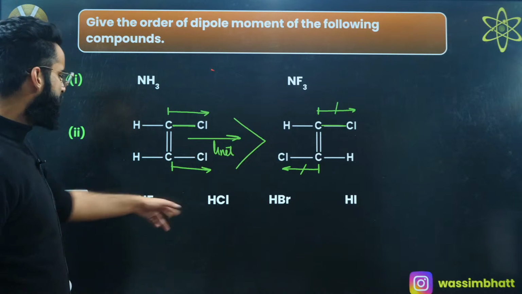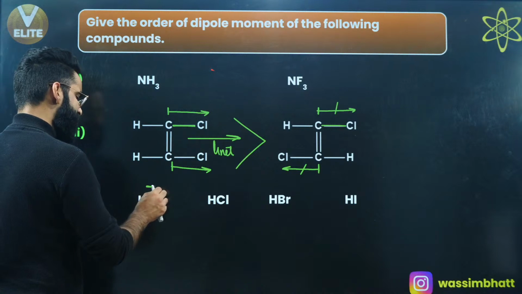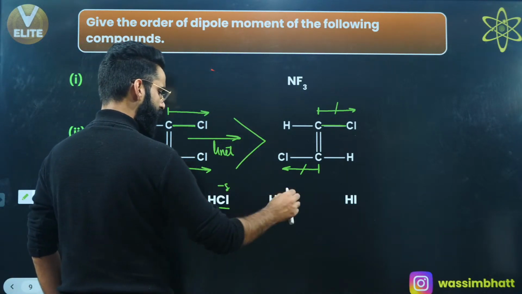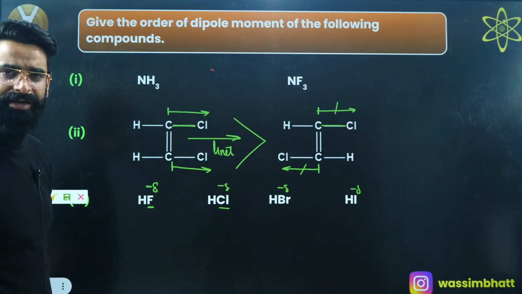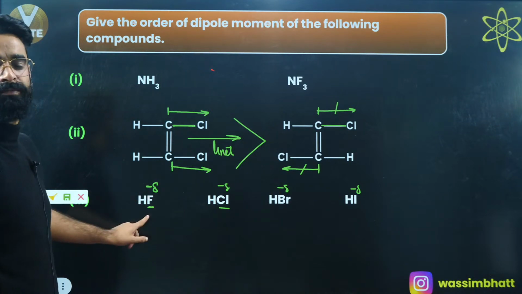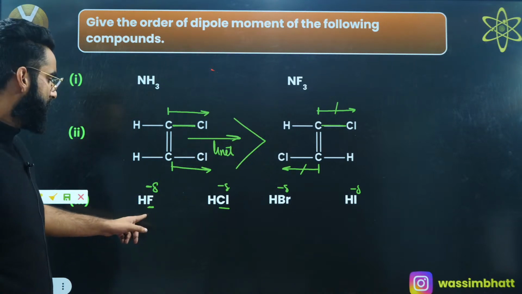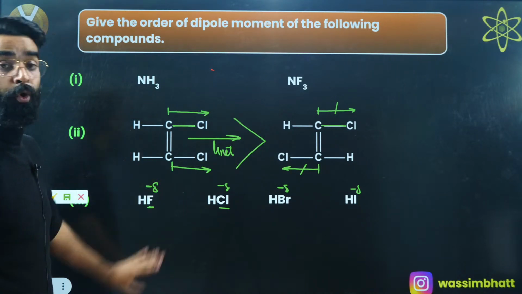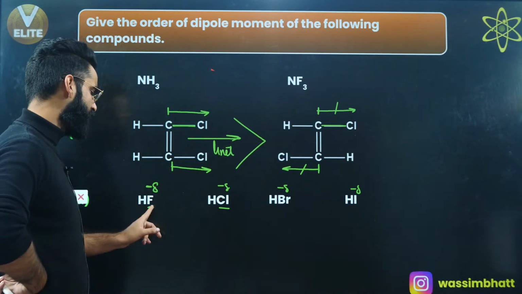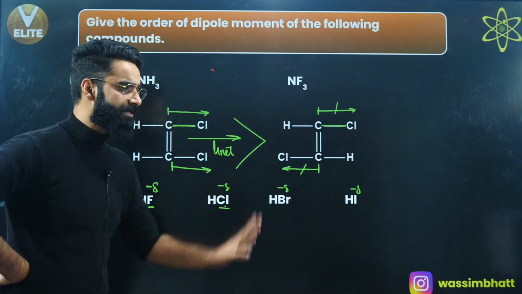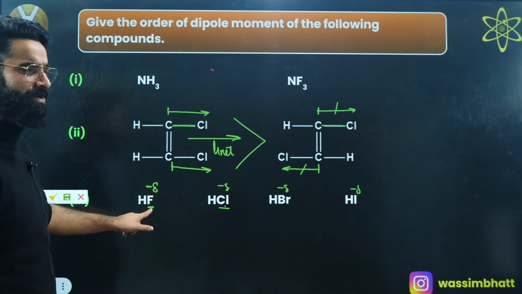If you talk about HF, HCl, HBr and HI, now have a look. There will be charge minus delta on fluorine, minus delta on chlorine, minus delta on bromine, minus delta on iodine, right? Fluorine being the maximum electronegative element has got the maximum tendency to attract the bonded pair towards itself. So where will the magnitude of charge be more? You will say it is going to be more on fluorine because fluorine is more electronegative. It has more tendency to attract the bonded pair of electrons towards itself.